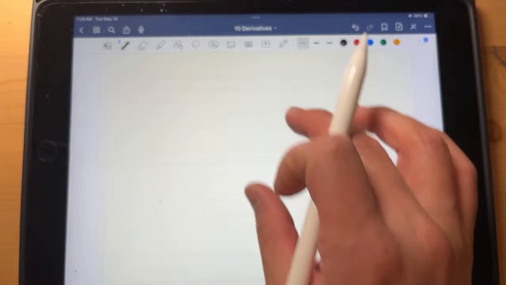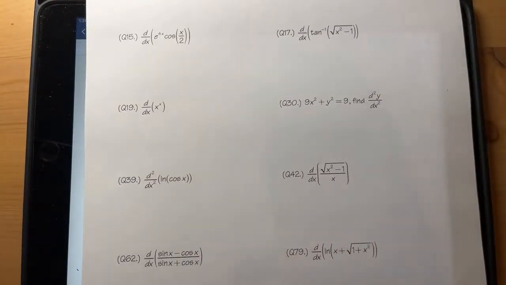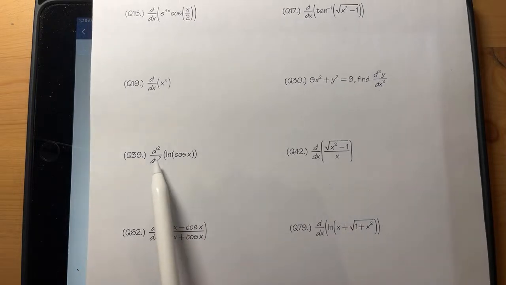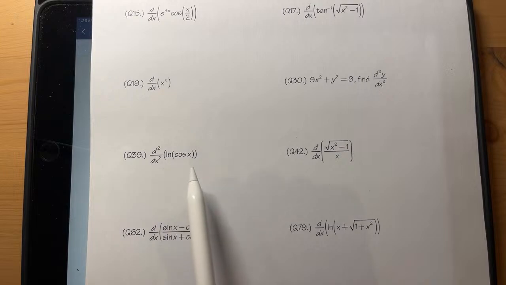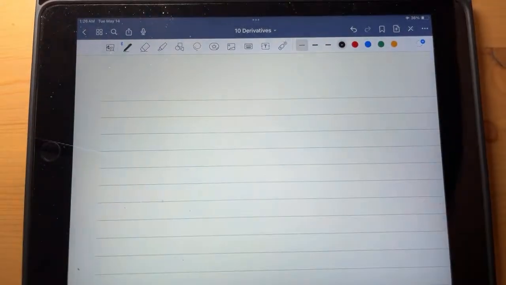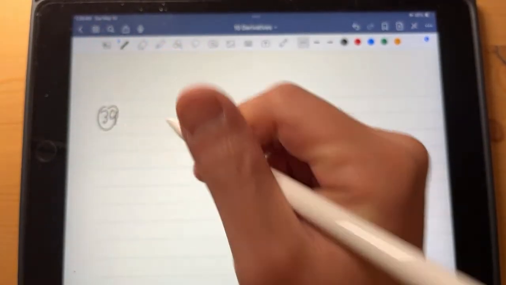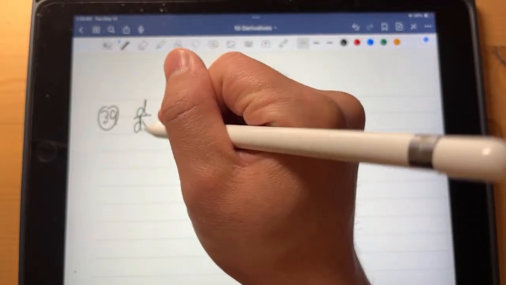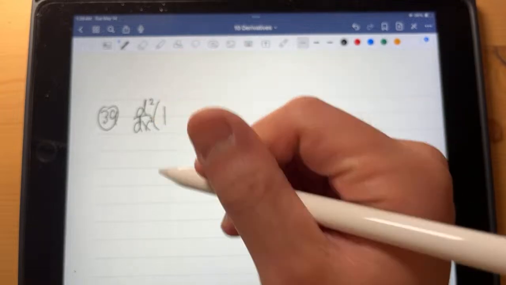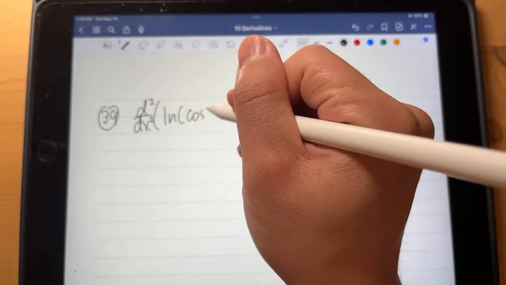Okay, let's do the next one. I try to pick all kinds of functions for you guys, and here we have 10 examples. Next one, we'll do the second derivative, and then we have ln of cosine x. So number 39 from my 100 derivative video is d2 dx2, meaning the second derivative, of ln of cosine of x.